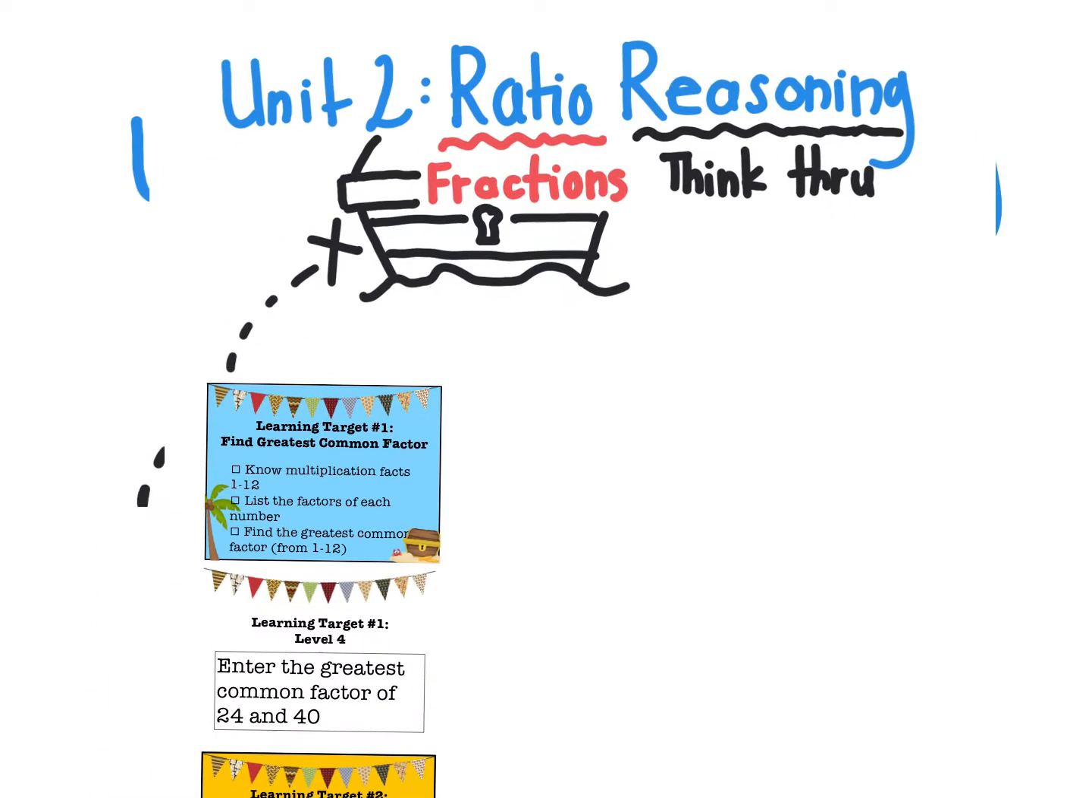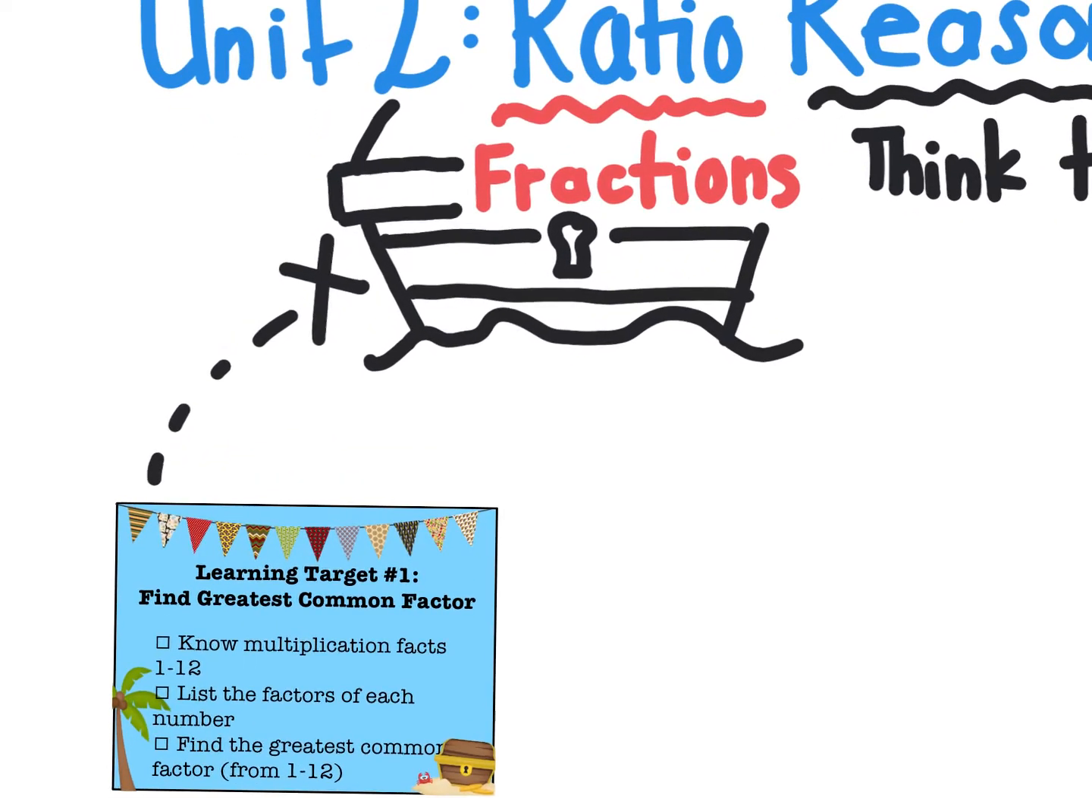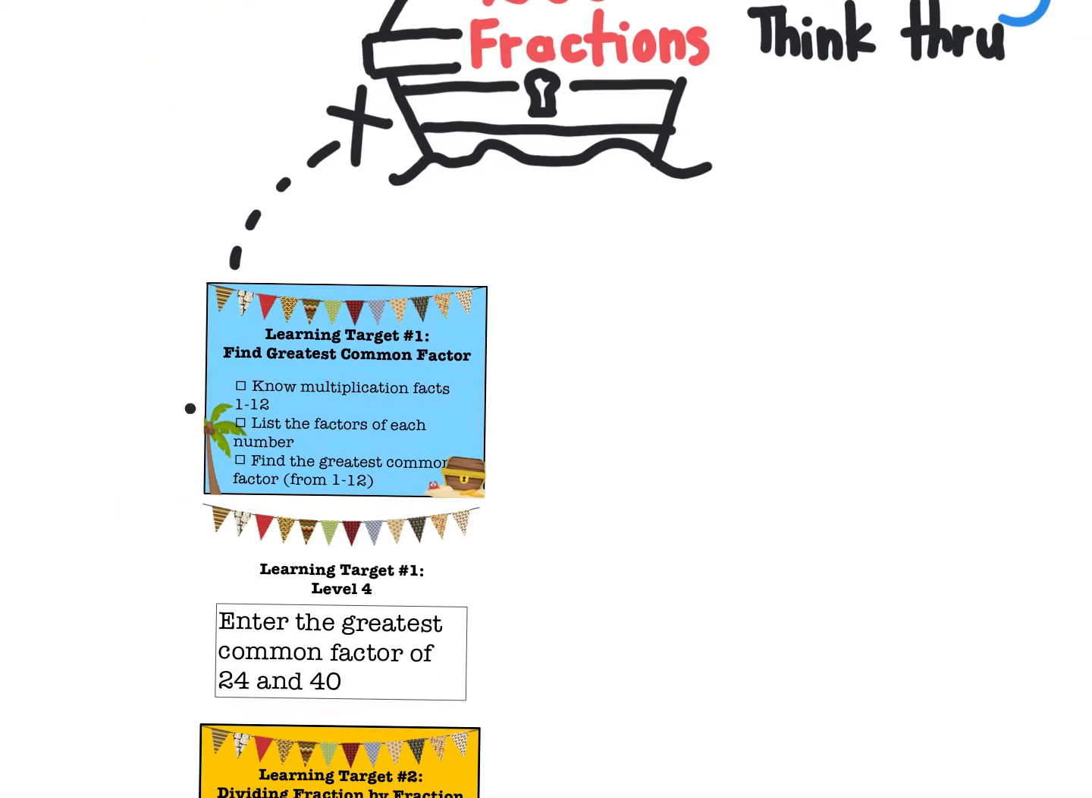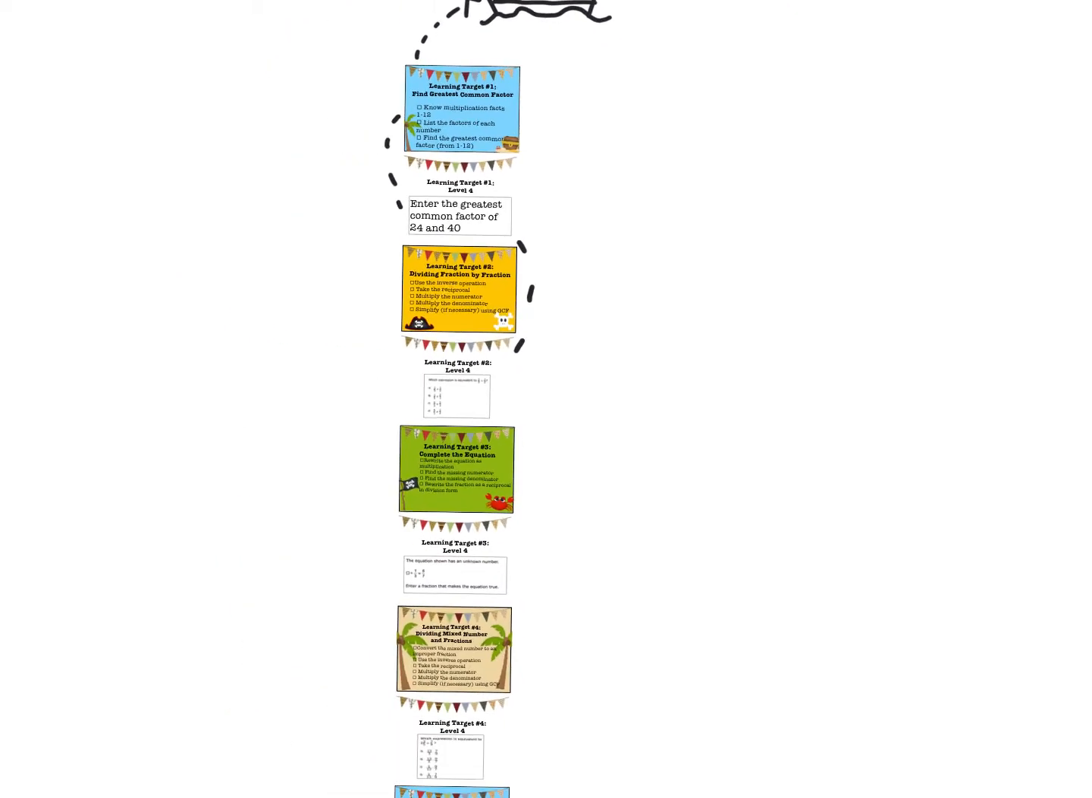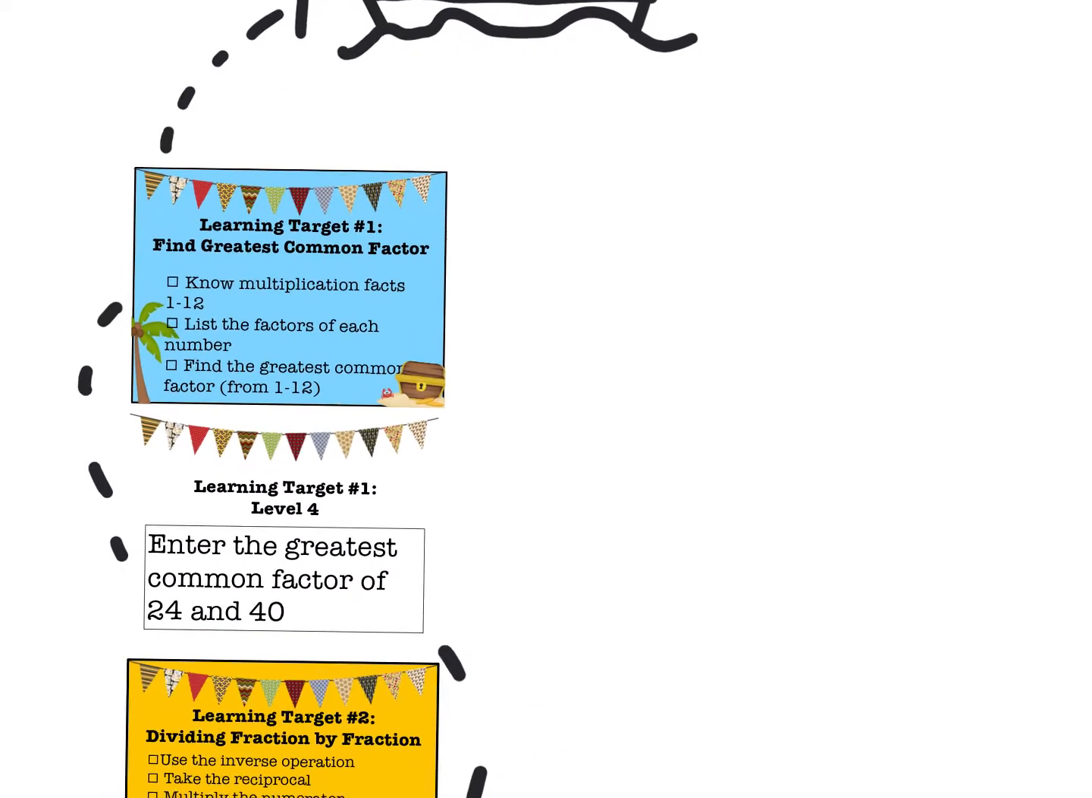So let's talk about this map. As you can see, I drew my little lines here so that we know our map is all eventually reaching to where we will find our treasure, which is ratio reasoning. That is our end goal, is for you to be able to reason with ratios. Okay, that's really important. So here is our learning map for this unit. So let's talk about it. Here's our first learning target.